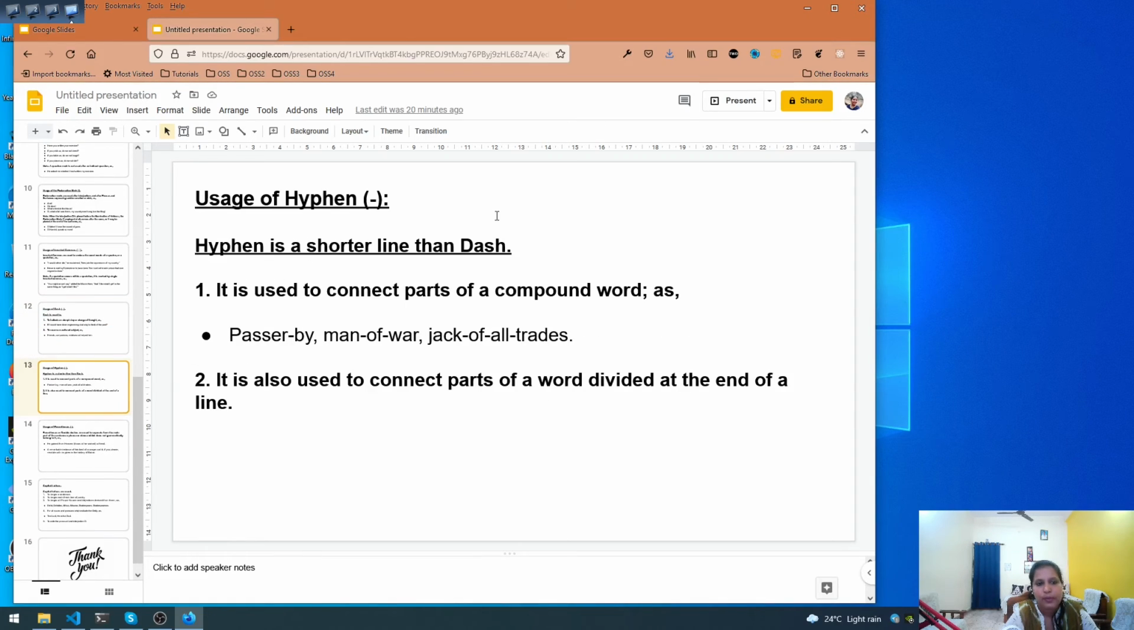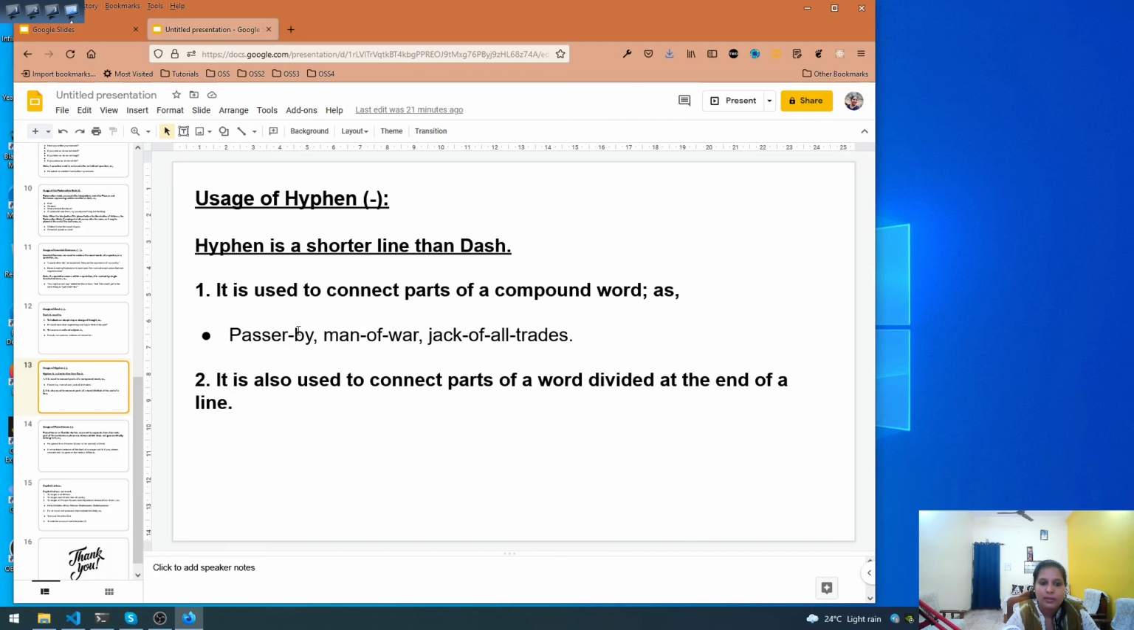And then usage of hyphen. How are we using a hyphen? A hyphen is a shorter line than a dash, so this is the difference between dash and hyphen. It is used to connect parts of a compound word. Compound words means when we add two words to make it one.